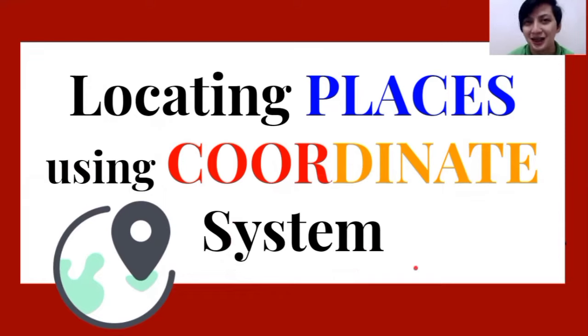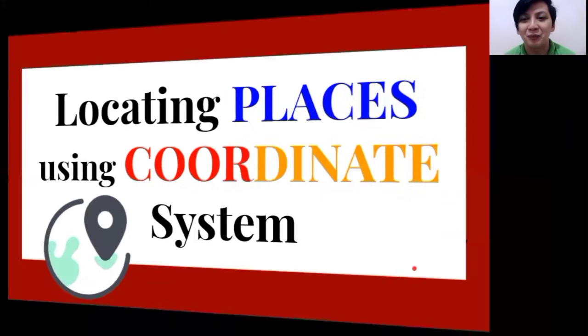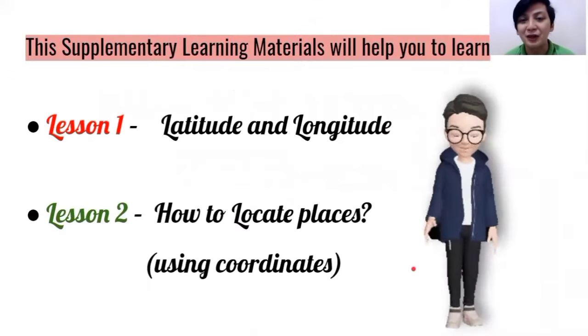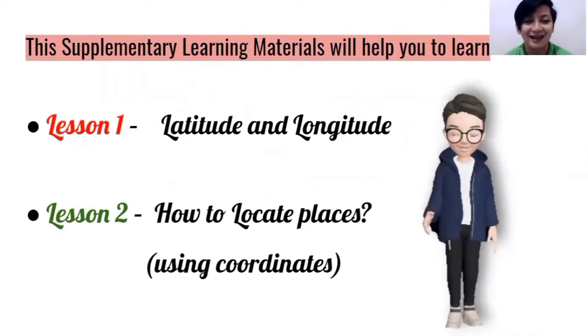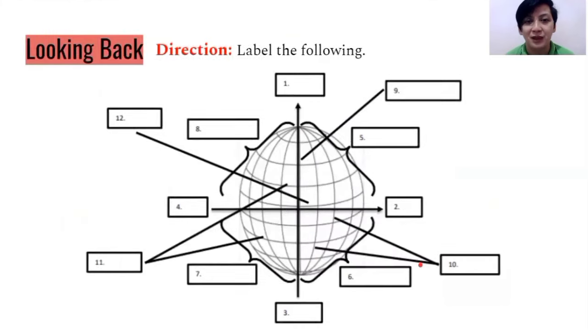maghahanap tayo ng lugar. Okay, so that is what this topic is all about. And the supplementary learning material will help us to learn, number one, latitude and longitude. I know you're familiar with these two. And lesson number two, how to locate places using coordinates. So as we look back, all you have to do in this diagram or illustration is to label the following. I will give the first four answers.